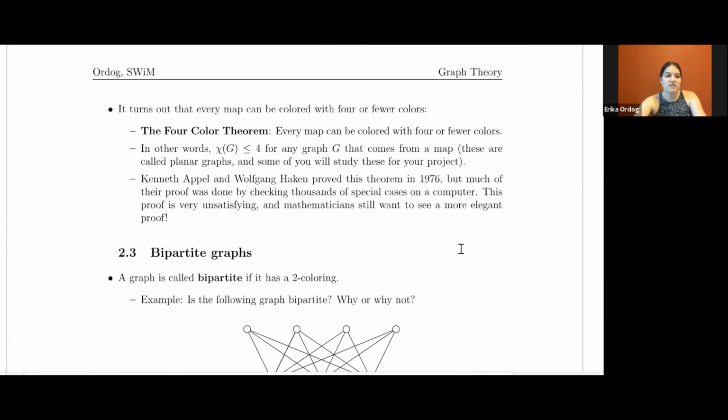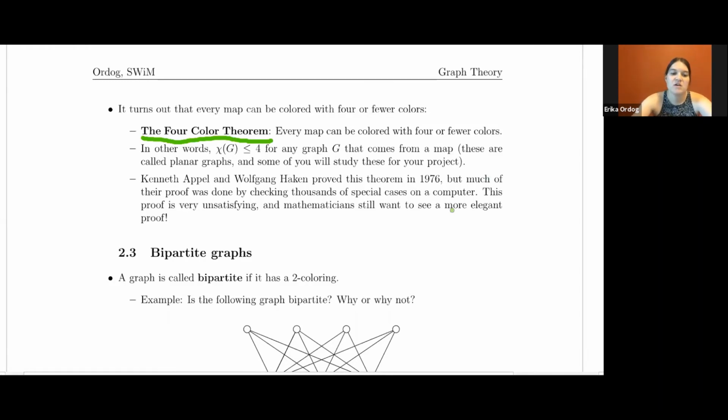So it turns out that every map can be colored with 4 or fewer colors, and this is what's called the 4-color theorem. So the 4-color theorem says that every map can be colored with 4 or fewer colors. In other words, the chromatic number, chi of G, is less than or equal to 4 for any graph G that comes from a map. And these are called planar graphs. And you do have to be a little careful because there are actually some exceptions. We don't want countries or states to be split up. So we want them to be connected, and it needs to be a graph or a map on a sheet of paper.